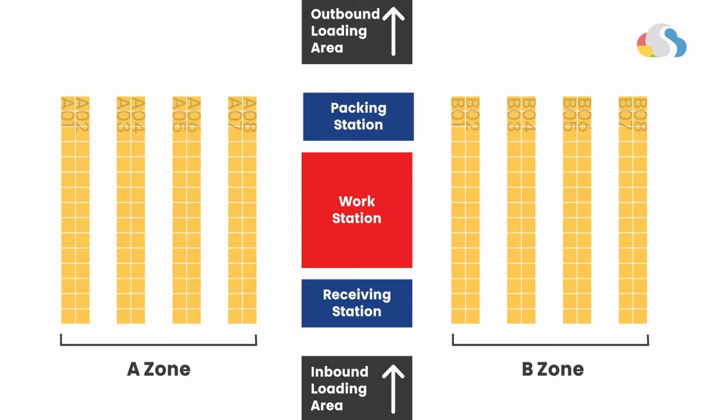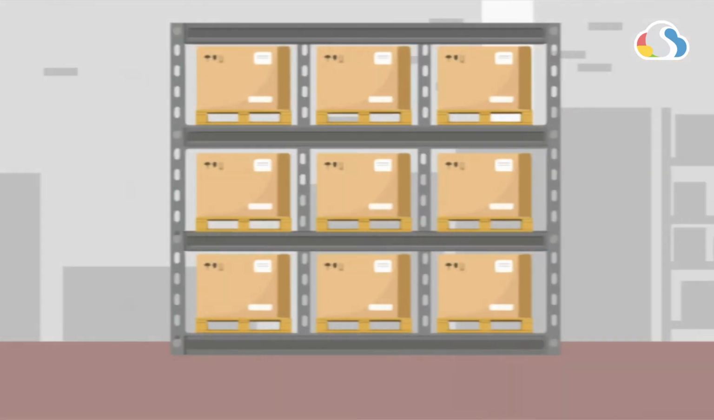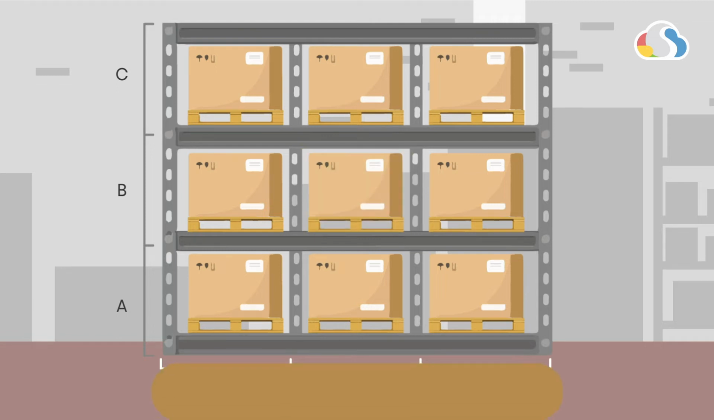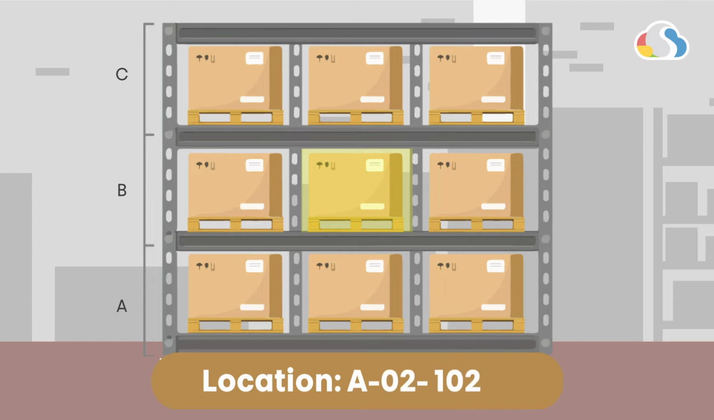Next, we define rows. This should be intuitive so that the items can be found easily and you can navigate around very quickly. More importantly, this should follow your picking patterns. Let's take a look at row 02. In this example, we define location based on columns and rows. So in this case, we have 9 locations. In this example, the location of the box highlighted is in Zone A, Row 02, Bay 102, Level B. Simple? Now, you can think of them as addresses to your storage.